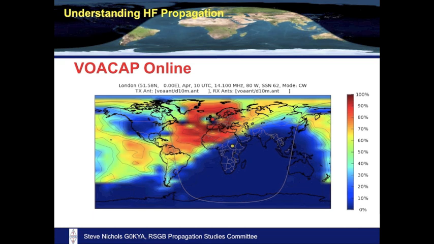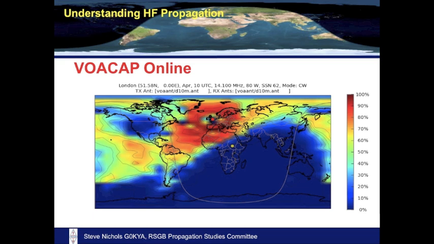So what you can do is you can put in your details, and in this case we're in the UK, so it will give you a map, a hotspot map if you like, of the probability of being able to work these various parts of the world on a particular band. So this one was actually calculated for 14.1 megahertz, and you can see at this particular time of day, on this particular time of year, we've got quite good probability of being able to work maybe down into the Atlantic and into the Caribbean, but virtually no chance of being able to work Australia on short path anyway on 14.1 megahertz. So VOACAP Online is a very, very good tool for working out what you can work and when.